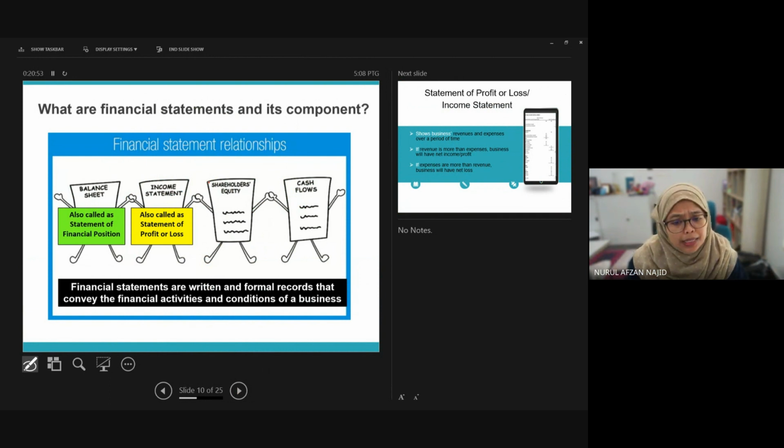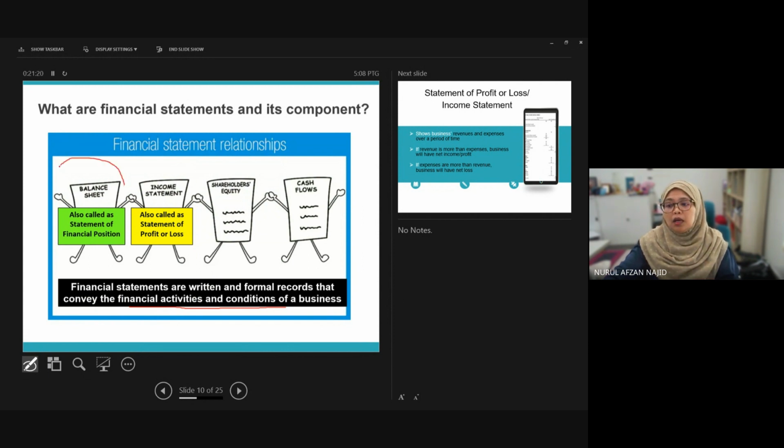Sebenarnya financial statement ni apa? Financial statement ni dia ada banyak, ada beberapa komponen. Okay, financial statement ni adalah satu written or formal record yang menunjukkan, conveying the financial activities and condition of the business. Okay, so for your level, there are two types of financial statement yang kita kena prepare.